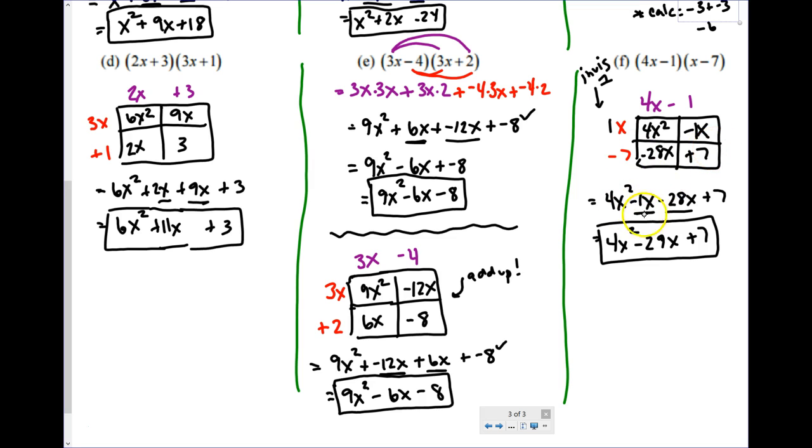So when I combine all of these together, I get 4x squared minus 1x minus 28x plus 7. You could also say it's 4x squared plus negative 1x plus negative 28. But in your calculator, you should put it in as negative 1 plus negative 28, and you will get negative 29. That's where I got the negative 29x.